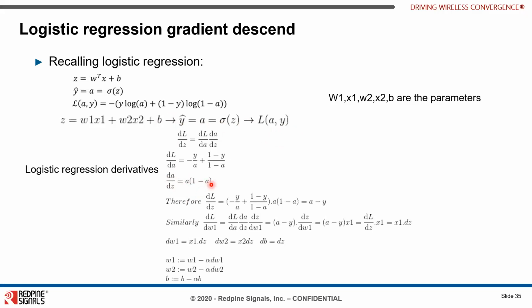So dl dz is equal to dl dA into dA dz. You just multiply these two things, and upon multiplication we will get dl dz is a minus y. Similarly, we can also find the final loss with respect to the initial w1 as a parameter. We have checked with z, now we can check with w1, x1, all these things. So if you try to find dl by dw1, we have to find dl by dA into dA by dz into dz by dw1.